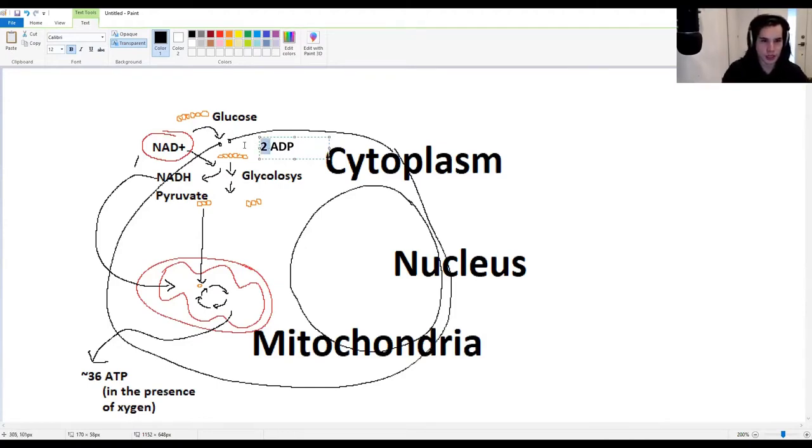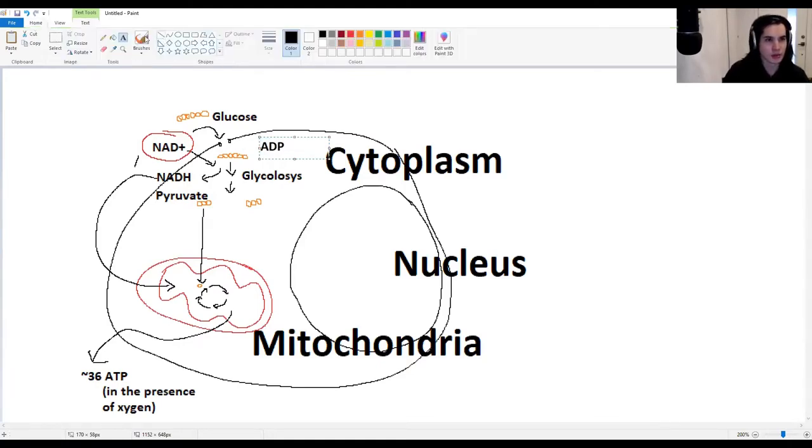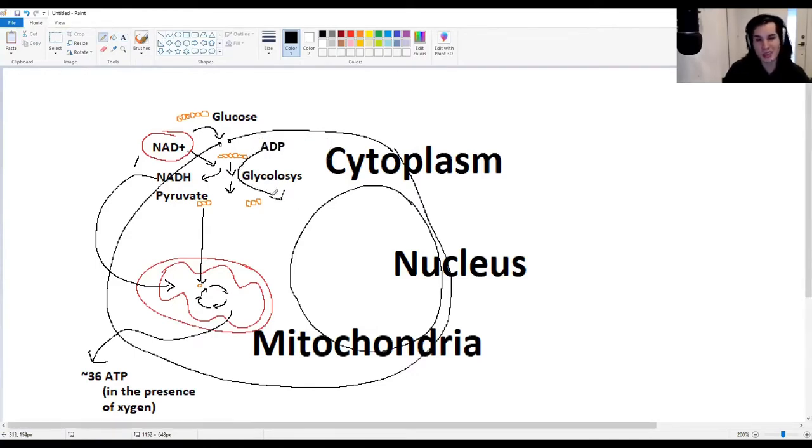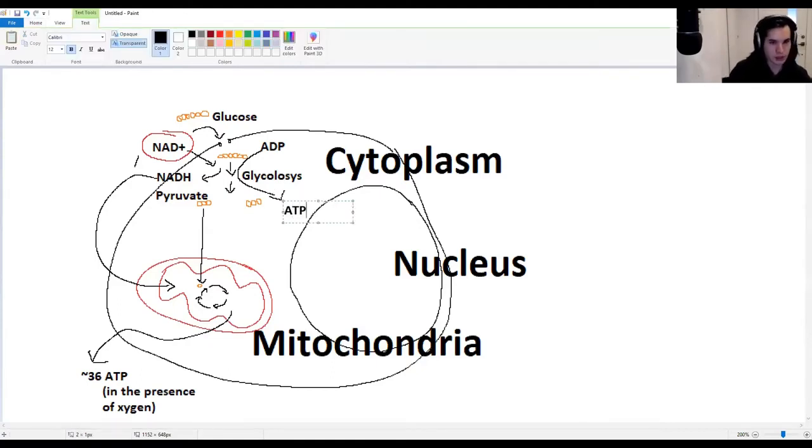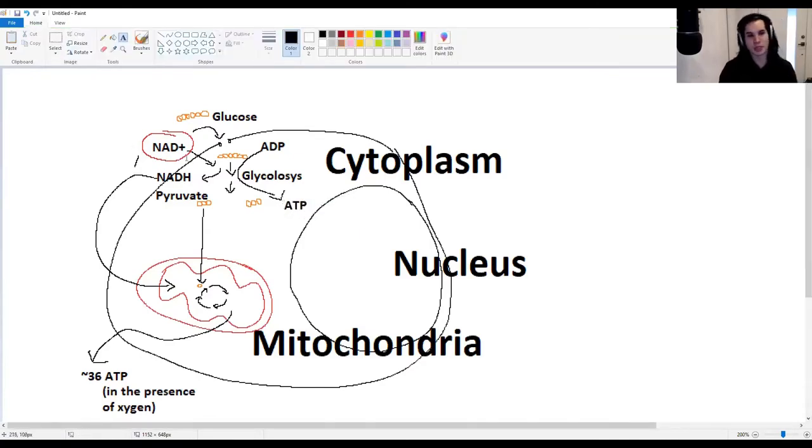So we'll just say ADP, and then out comes, that goes into glycolysis. And remember, we're netting 2 ATP. So I'll just put ATP. I guess those are some important things that I need to mention. You start off with the glucose. Glucose is broken down into pyruvate, 2 molecules of pyruvate.